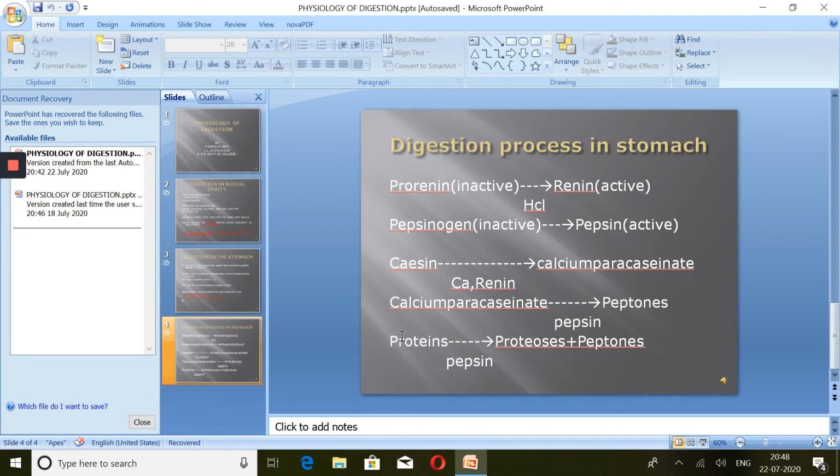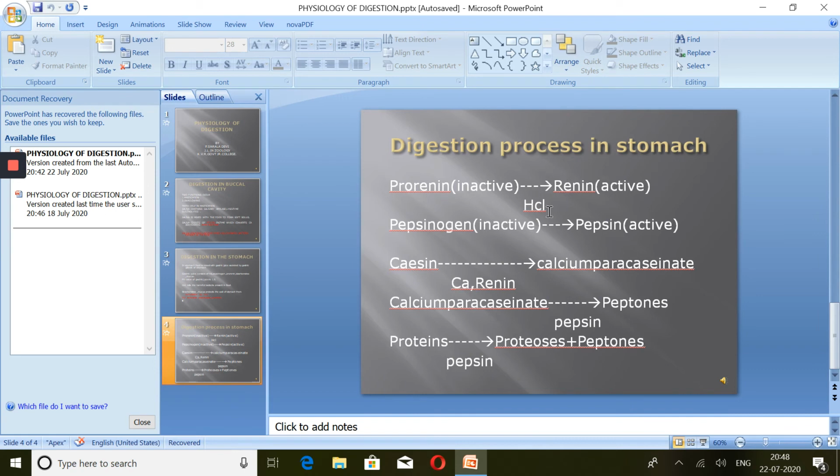Then, other proteins present in the food material are converted into proteoses and peptones in the presence of pepsin. So in the stomach, proteins are only partially digested, not completely digested. Completely digested proteins are converted into amino acids. Here, proteins are converted into only proteoses and peptones. That's why proteins are partially digested in the stomach.